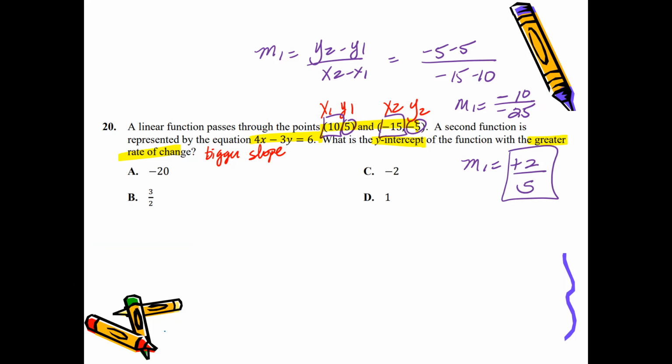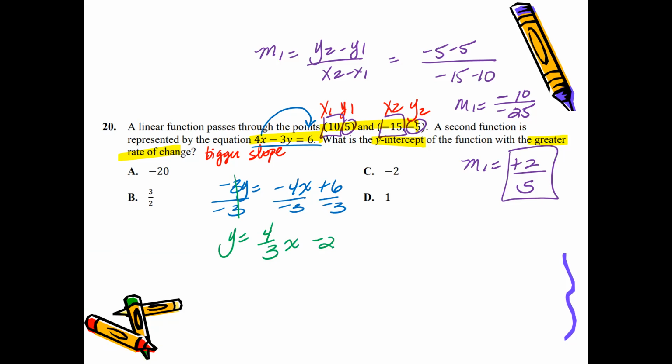But now let's find the second slope. Okay, so here's your equation with a second slope. Can't find it because it's not solved for y, so let's solve for y. To solve for y, I'm going to move that 4x over to the right side. So I have -3y equals -4x plus 6. Then I'm going to divide everything by -3. And when I do that, -3 cancels. y is equal to +4 over 3 x minus 2.